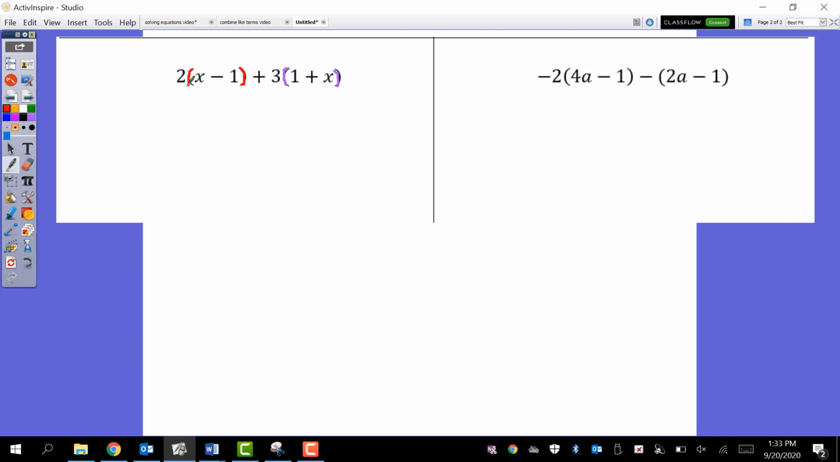So in front of the red parentheses, I have a 2. So that means I'm going to split this up right there, and I'm going to do times 2, times 2. And my other parentheses, what's the number in front? It's this positive 3. So I'm going to split this one up right there, and I'm going to do times 3, times 3.